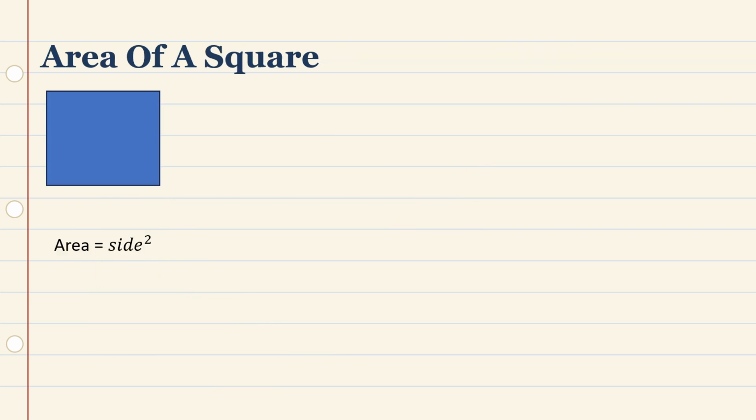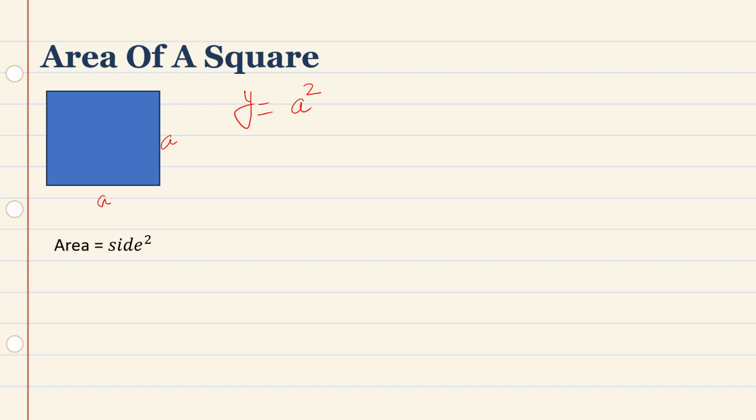Let's talk about the area. Let's look at a square. How do we measure the area of a square? The area of a square is you square the side of this square. So let's say that a is the length of the side. If we represent area by y, the area becomes a squared.